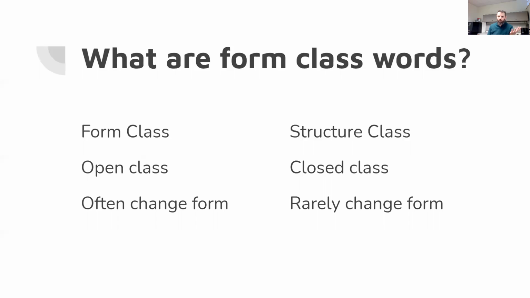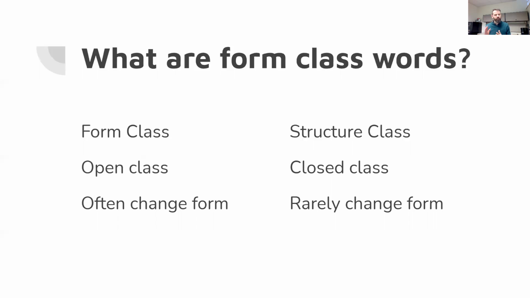Another difference is that form class words are what we call open class, which means we can keep adding words to this as our language develops. As we invent new things in our society, and we need names or words for them, then we use form class words. And so this means that these words are often changing form. We're adding morphemes to them.